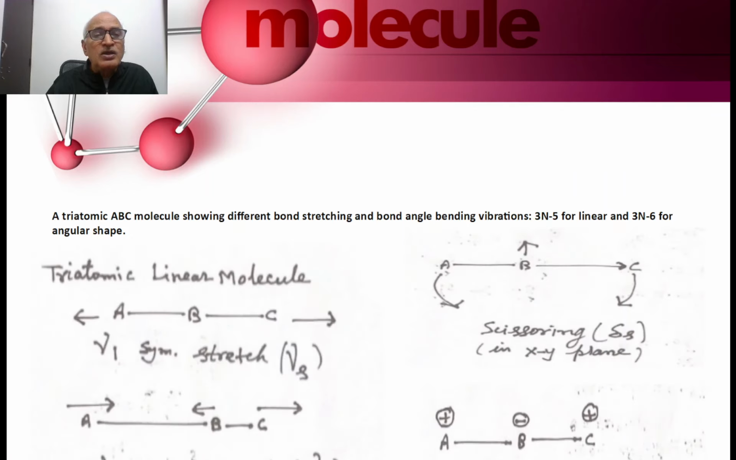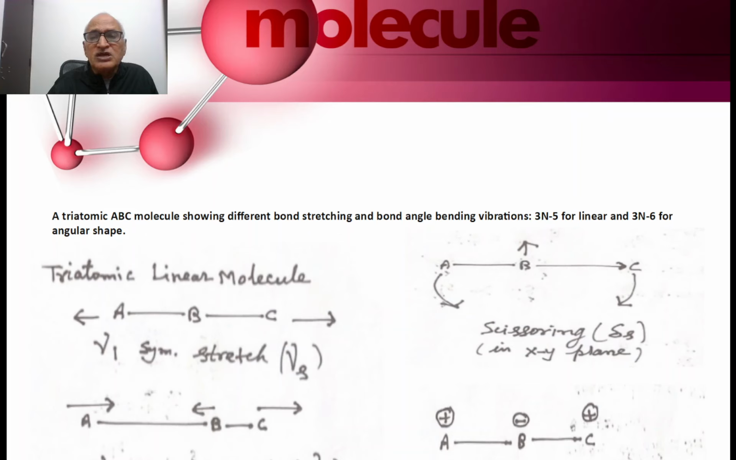Here I have shown the figurative meaning of various kinds of fundamental vibrations for the linear molecule A, B, C. The symmetric stretching is shown like this. It has two kinds of symbols. Some authors prefer nu S, S for symmetric, nu for frequency. Some authors call it the nu 1 band. The antisymmetric one has been shown clearly. One bond is elongating, the other one is constricting. So this asymmetric mode is called nu A for asymmetric, or nu 3.